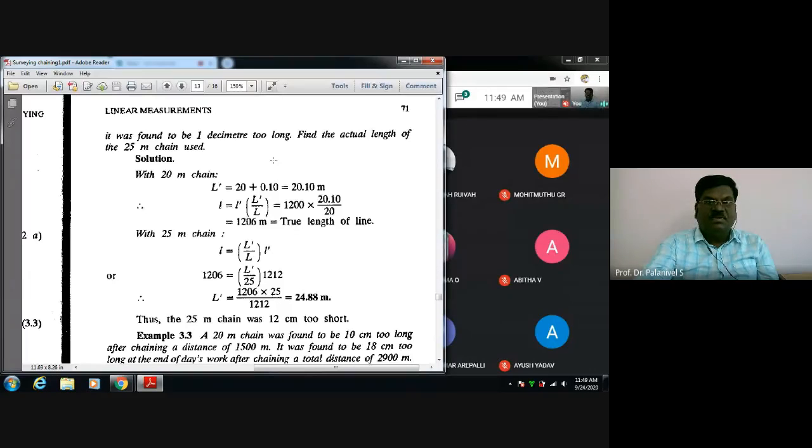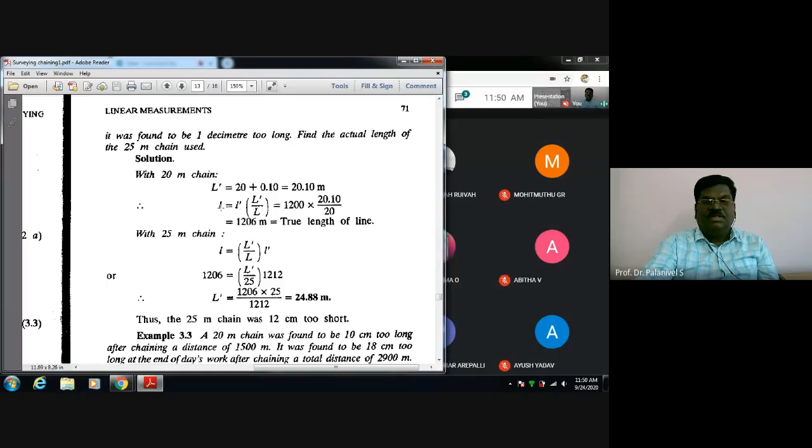Why? 1 decimeter too long. 1 decimeter is 10 centimeter, that is 0.1 meter. That is why 20 plus 0.1, that is equal to 20.1 meter. That is L dash. With the 20-meter chain, this is the actual length of the chain. L dash is equal to 20.1 meter.